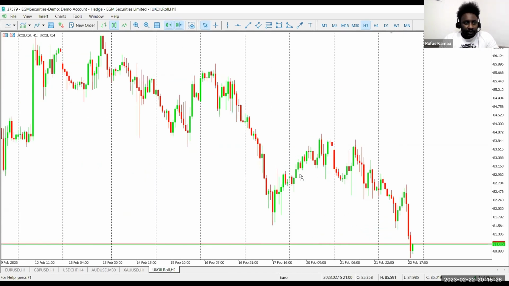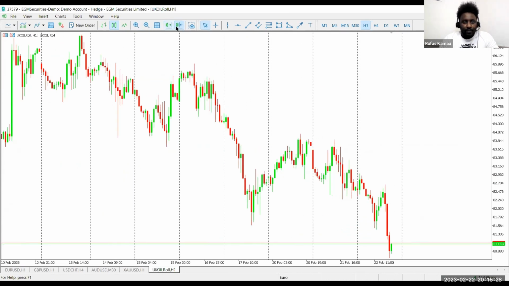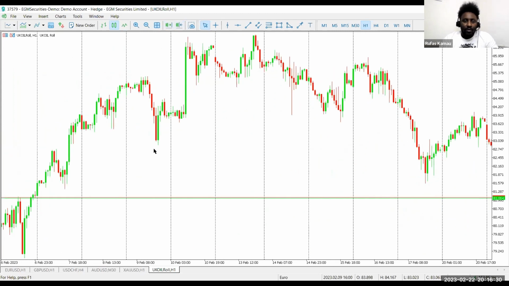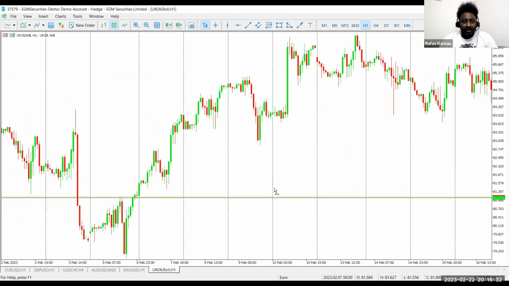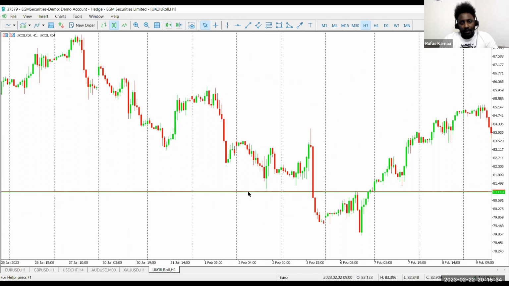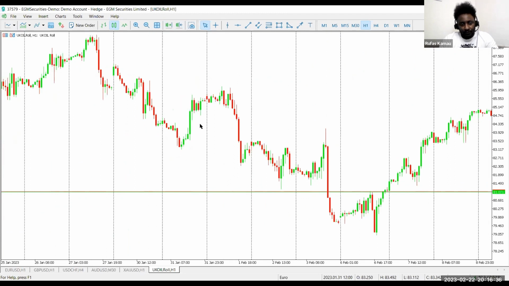So let's see if we can get a couple more examples of the same before we move to our next pattern to be watching out for. So here we have another one. I would say this is a pretty good trend line.